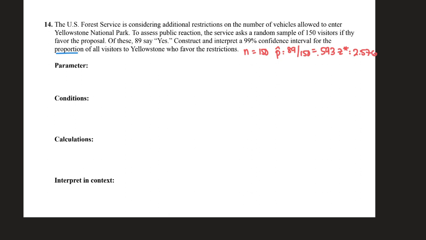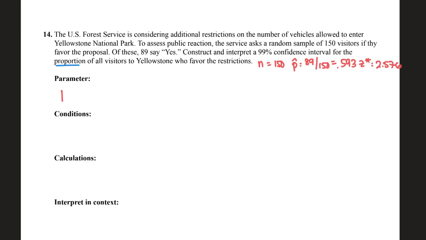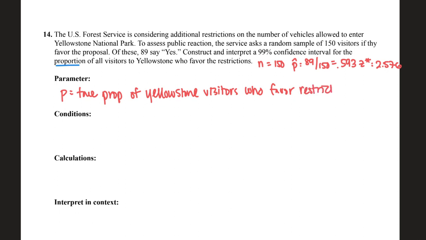Okay, so now we can define our parameter. Proportions is P. That represents the true proportion of Yellowstone visitors who favor restrictions on the number of vehicles allowed to enter.